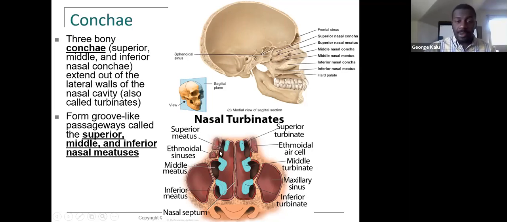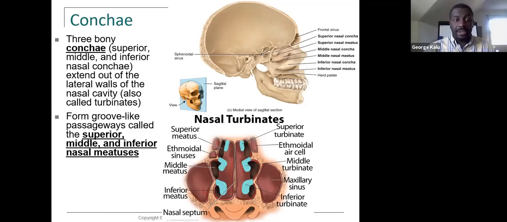So in between all of these conchae, we're going to have these air-filled passageways. We call these the meatuses. So we have a superior meatus, a middle meatus, and then an inferior meatus. These again are just grooves of these passageways formed by the nasal conchae. Now, these conchae are going to play an important role. I'll explain what that role is in a second here.